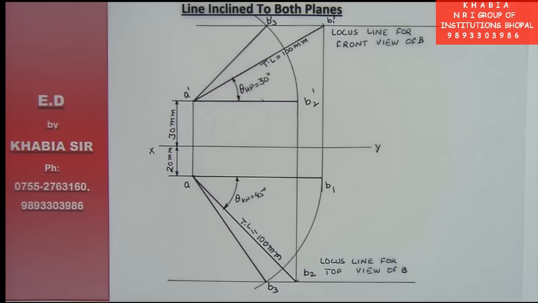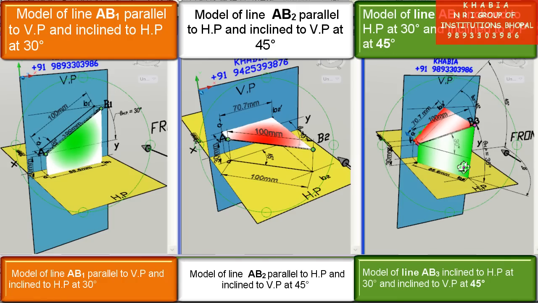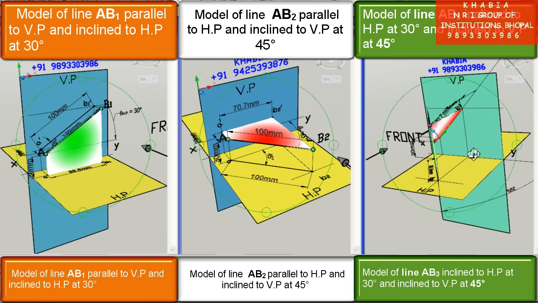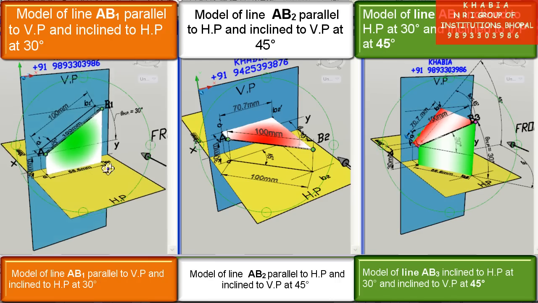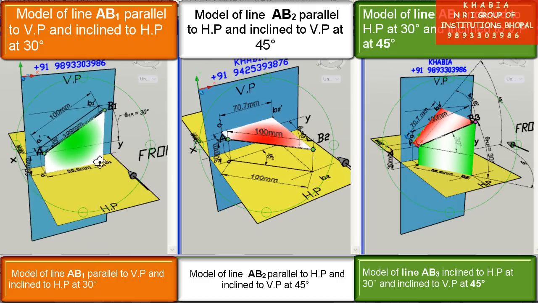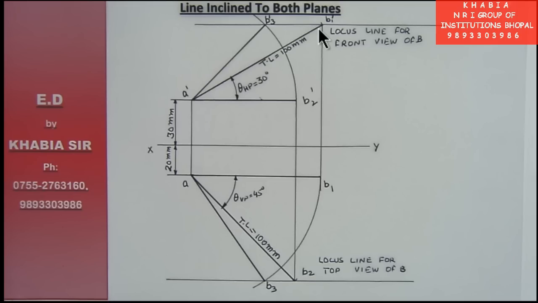Let me now summarize the procedure for drawing projections of line inclined to both the planes. To obtain length of top view AB3 of line inclined to both the planes and height of front view B3' from the reference line, first imagine a simple line AB1 parallel to VP and inclined to HP at same angle as line inclined to both the planes. Draw front view A'B1' of true length and showing true inclination with HP 30 degree and project top view AB1 reduced in length and parallel to reference line.